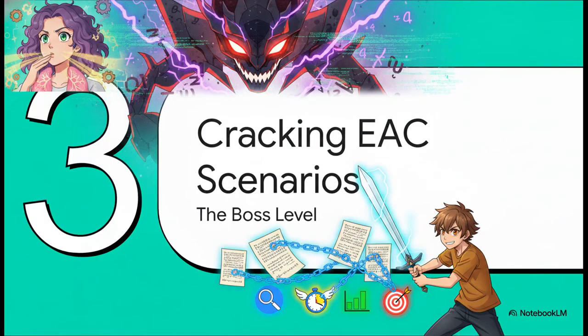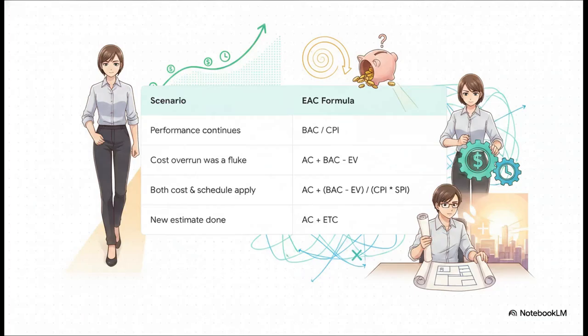All right, section 3, cracking EAC scenarios, the boss level. Estimate at completion, or EAC, formulas are notoriously the most complex part of the PMP exam. But listen, we're going to defeat this boss right now by tying these 4 seemingly terrifying formulas directly to specific scenario cues the exam is going to feed you. The crucial thing is knowing exactly when to apply which variant.